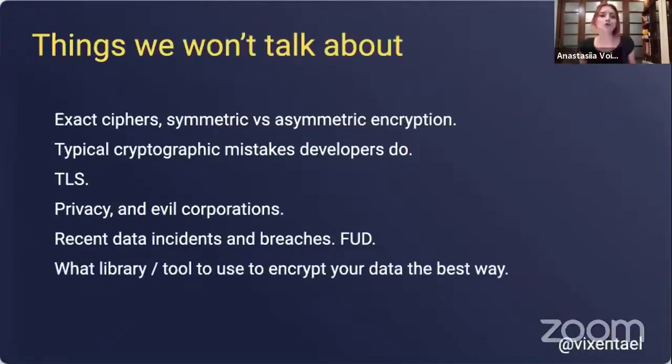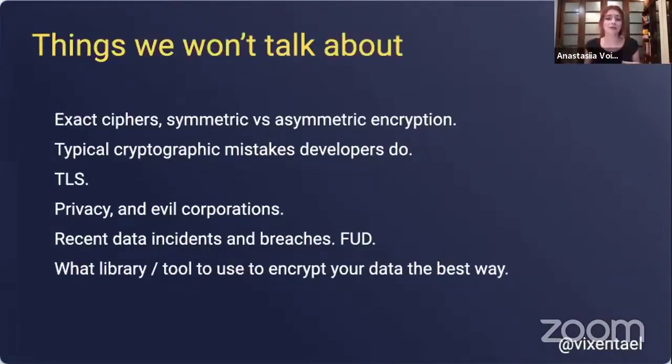The things we won't talk about today. We won't talk about exact ciphers. We won't talk about symmetric, asymmetric encryption. We won't enumerate typical mistakes developers do. Well, developers do a lot of mistakes, and only recently I've seen again issues with null IV vector for AES-CBC. So all these not for today. We won't talk about TLS. We won't talk about privacy. We won't talk about fear, uncertainty, and doubt. So no breaches, no incidents.